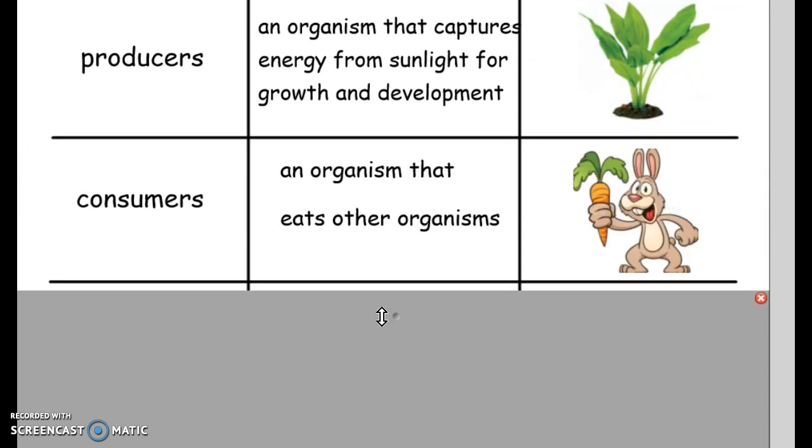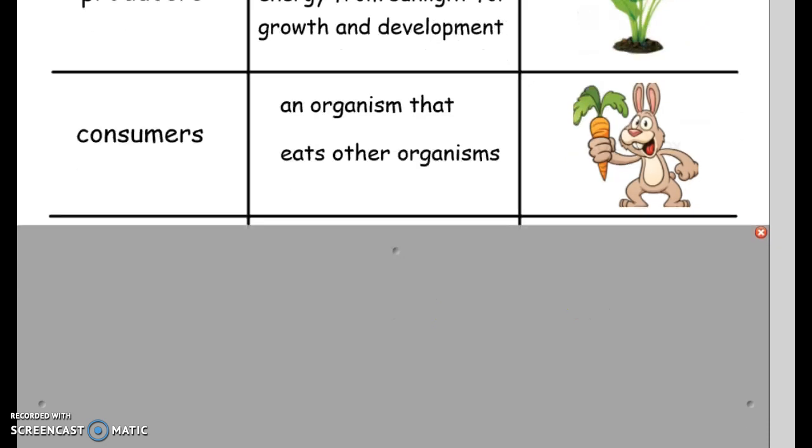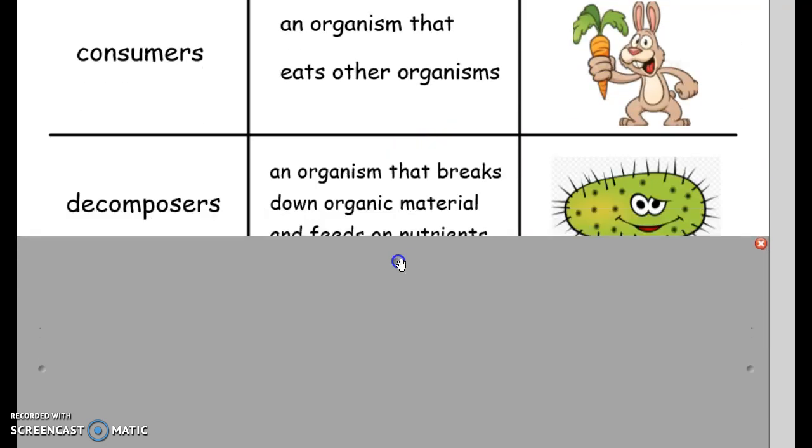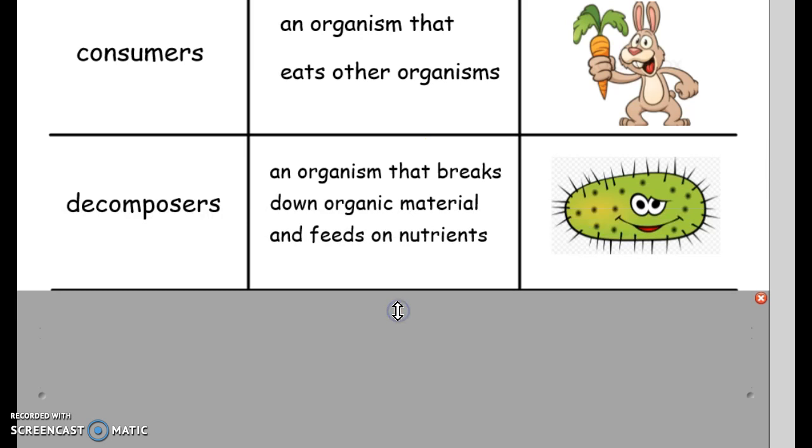A consumer is an organism that eats other organisms. A decomposer is an organism that breaks down organic material and feeds on the nutrients. So we'll talk a little bit more about examples of that.